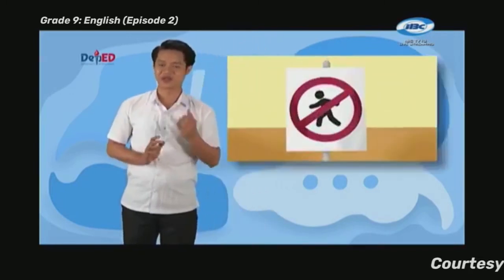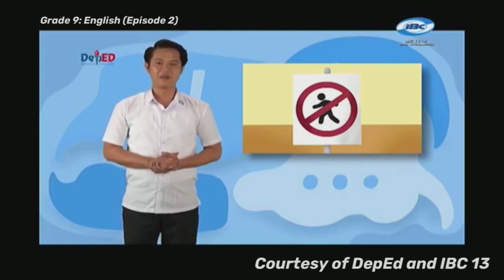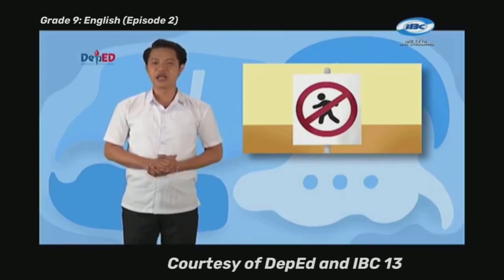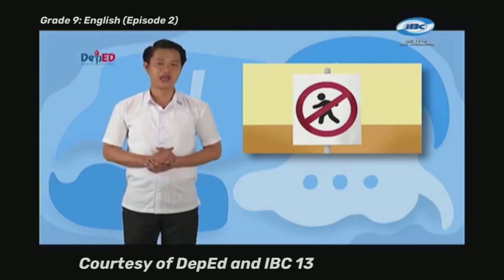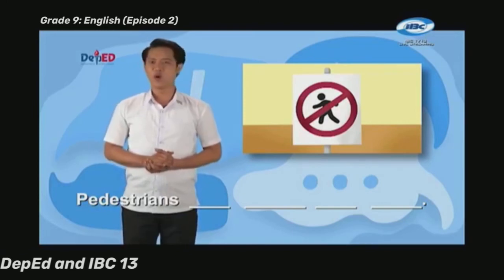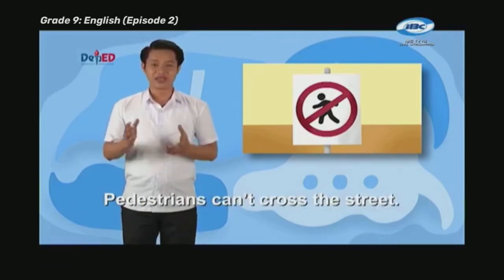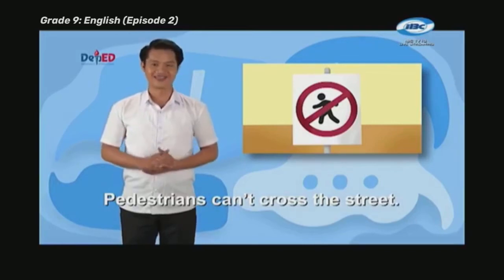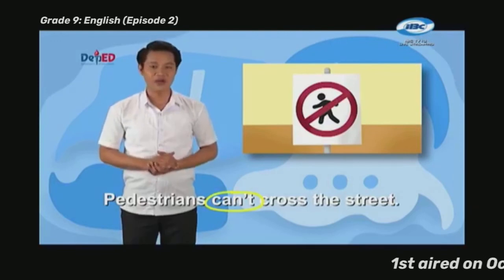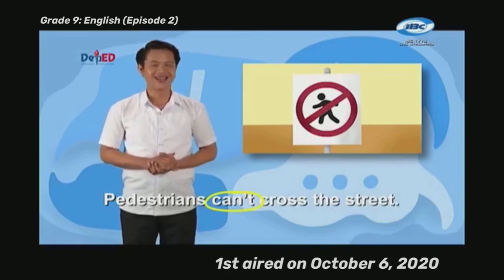Here is the first picture. We know that this is the no crossing sign, but let's try to come up with a sentence. Start your sentence with the word pedestrians. Should we use can't or mustn't? Are you ready for the sentence? Here we go. Pedestrians can't cross the street. Yes, we use can't if it is the law or a posted sign. Did you get that right? Ha, I'm sure you did.